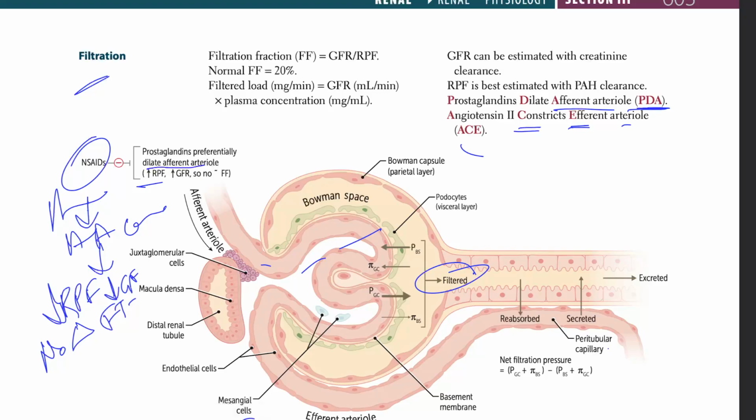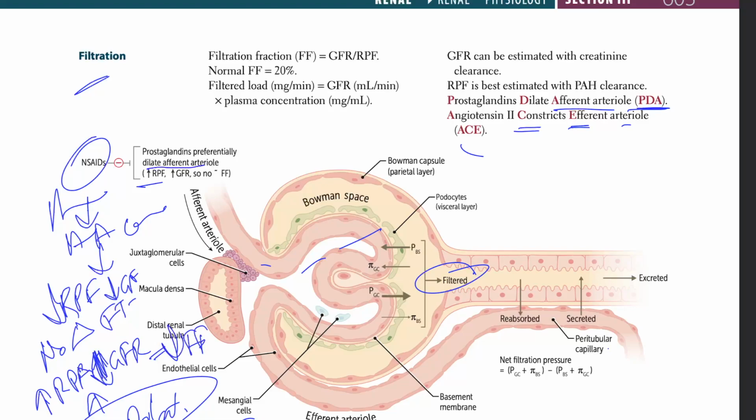But here you have the ACE inhibitors. Again, it's going to inhibit the efferent arterioles' constriction, which will lead to efferent dilation, and that dilation leads to an increase in renal plasma flow. And you also have a decrease in GFR, leading to a decrease in filtration fraction.